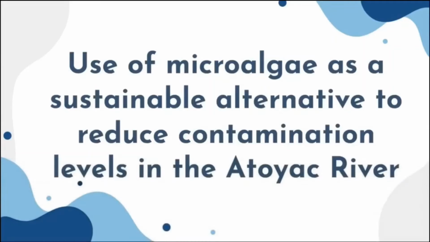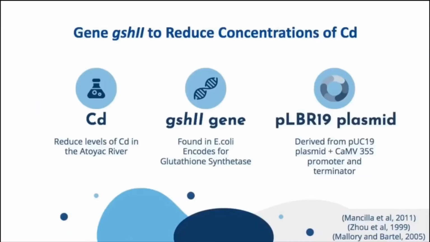Use of microalgae as a sustainable alternative to reduce contamination levels in the Atoyac River. Based on the research we made, we decided to focus on reducing the levels of cadmium in the Atoyac River by expressing the GSH2 gene in a microalgae strain. This gene is found in E. coli and encodes for glutathione synthetase for the accumulation of cadmium using the PLBr19 plasmid.